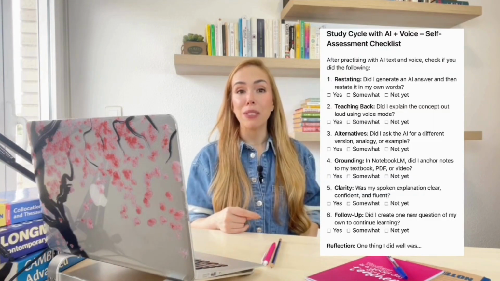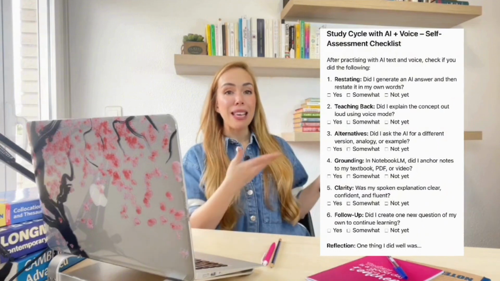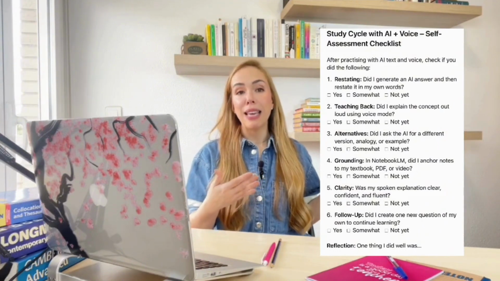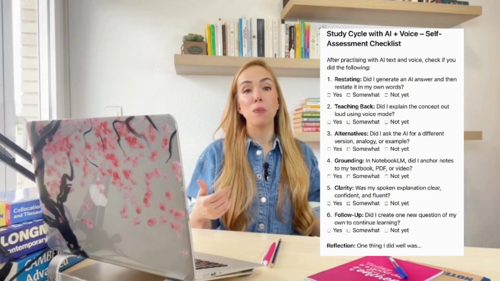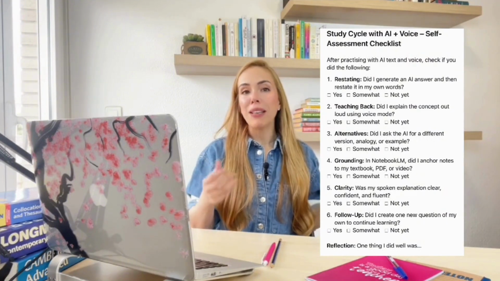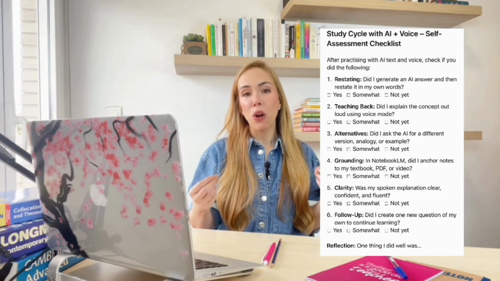Say it out loud, ask the AI for a different version, teach it back until you're confident. This checklist keeps them on track. Think of it as a cycle. Say it, map it, stretch it. This way, AI becomes more like a study buddy, one that challenges students to recall, reframe, and adapt.